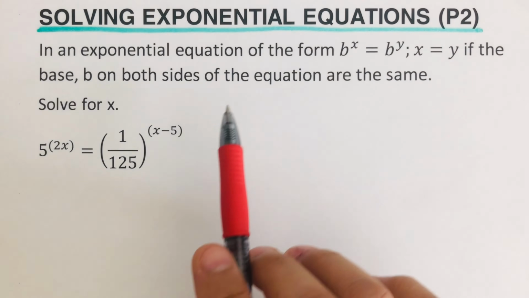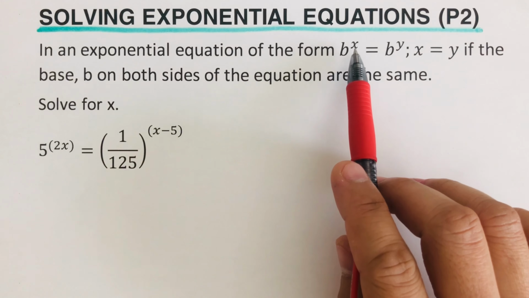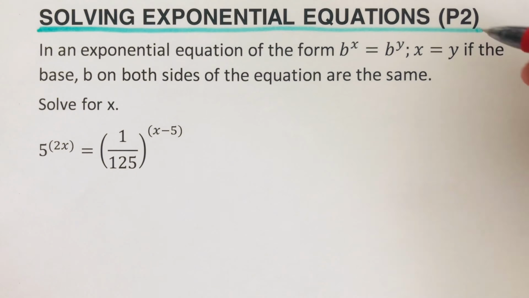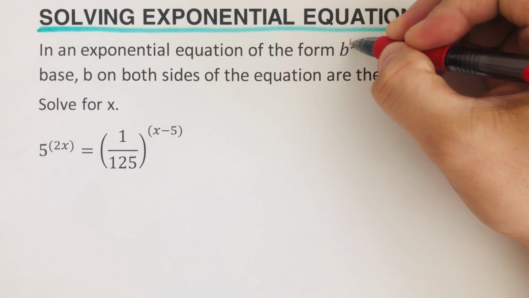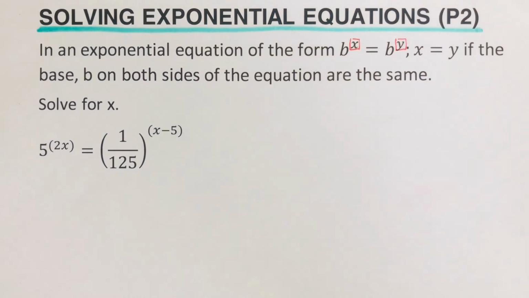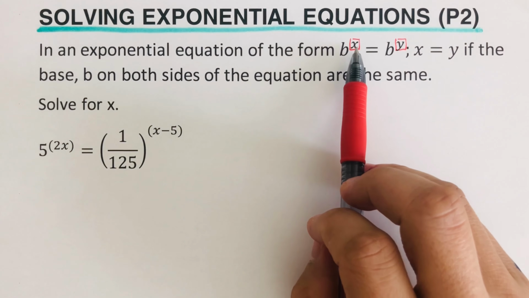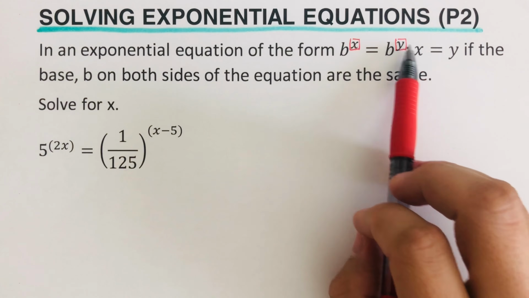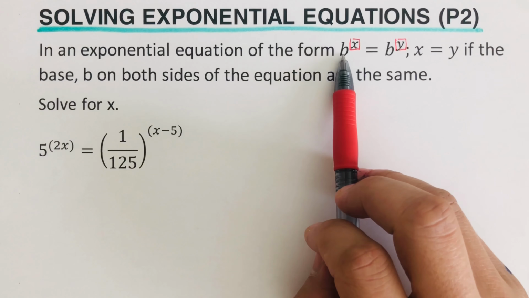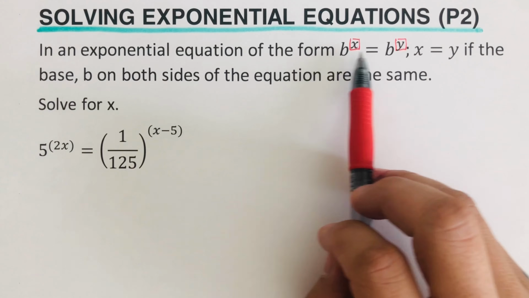In an exponential equation of the form b to the power x is equal to b to the power y, the x and y are equal to each other if both bases are the same. So again, this exponent x and exponent y would be equal to each other if and only if their bases are the same. So if both are b here.